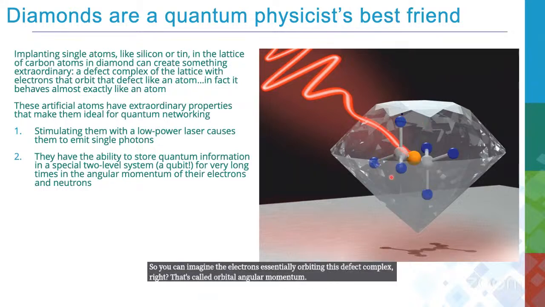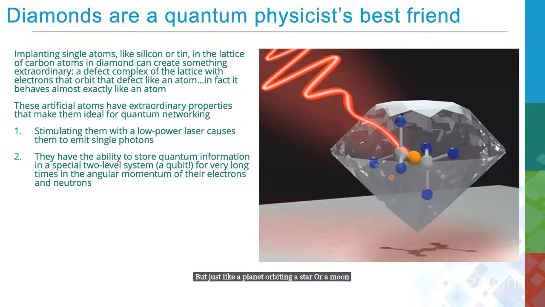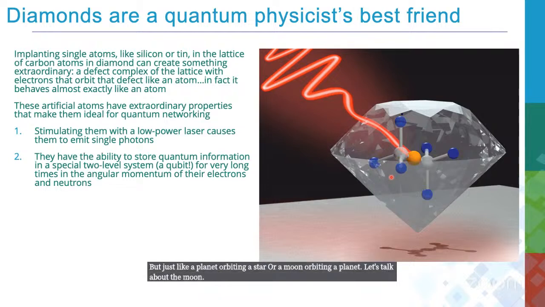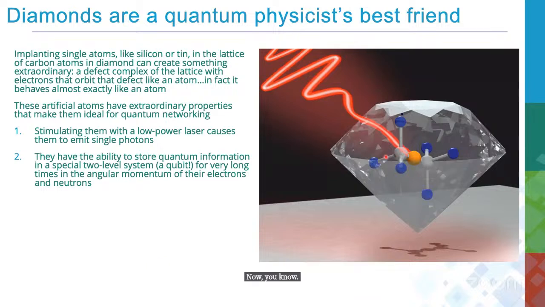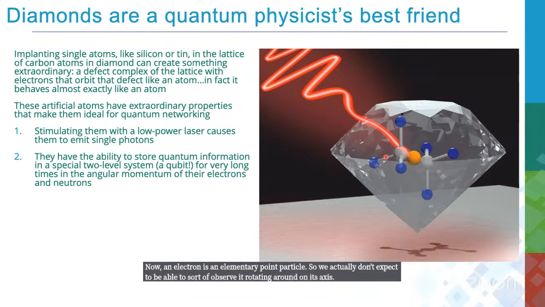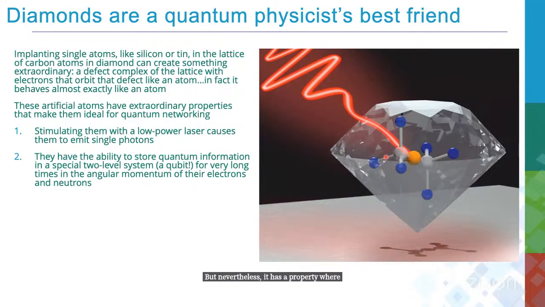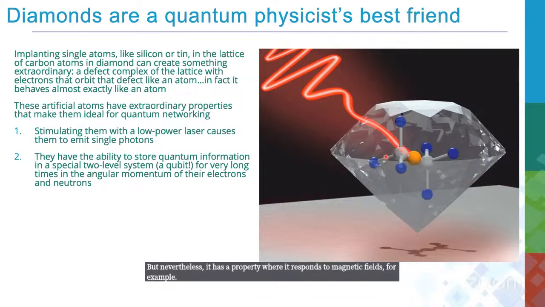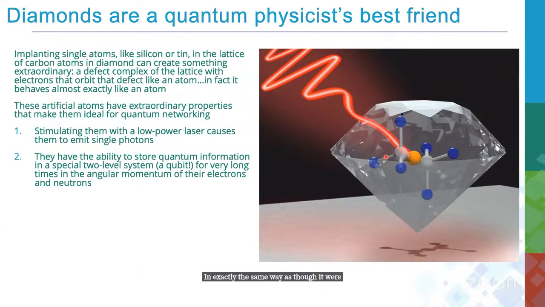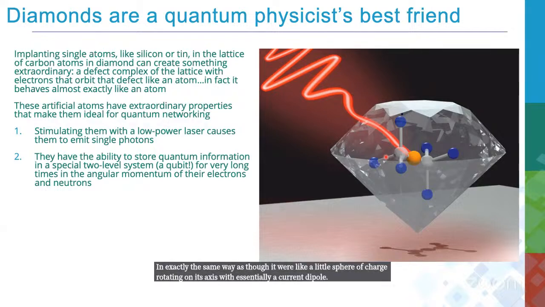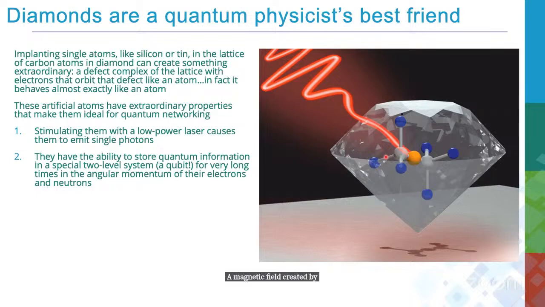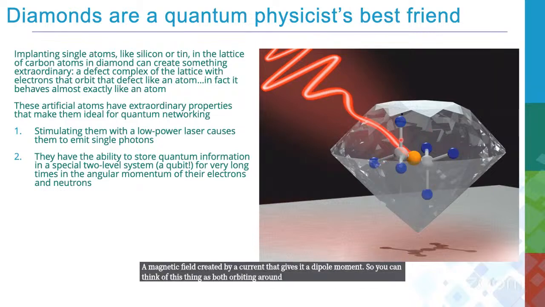Okay, but just like a planet orbiting a star, or a moon orbiting a planet, let's talk about the moon. The moon is orbiting planet Earth, and so it's orbiting around, but it's also spinning on its axis, right? Now, an electron is an elementary point particle, so we actually don't expect to be able to observe it rotating on its axis, but nevertheless, it has a property where it responds to magnetic fields, for example, in exactly the same way as though it were a little sphere of charge rotating on its axis with essentially a current dipole. A magnetic field created by a current that gives it a dipole moment. So you can think of this thing as both orbiting around and also rotating on its axis. That rotation we call spin.